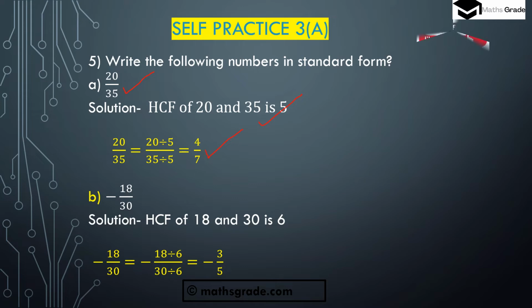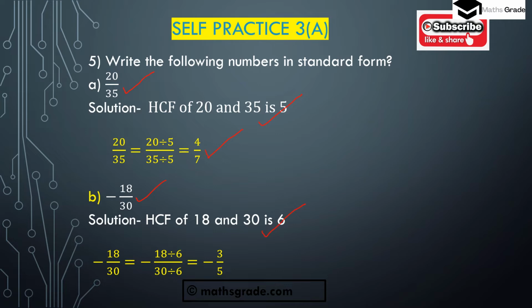B. Minus 18 divided by 30. First find out the highest common factor of 18 and 30. We know 18 is 2 multiplied with 3 multiplied with 3 and 30 is 2 multiplied with 3 multiplied with 5, and 2 multiplied with 3, that is 6, is the common factor between 18 and 30. So the highest common factor of 18 and 30 is 6.